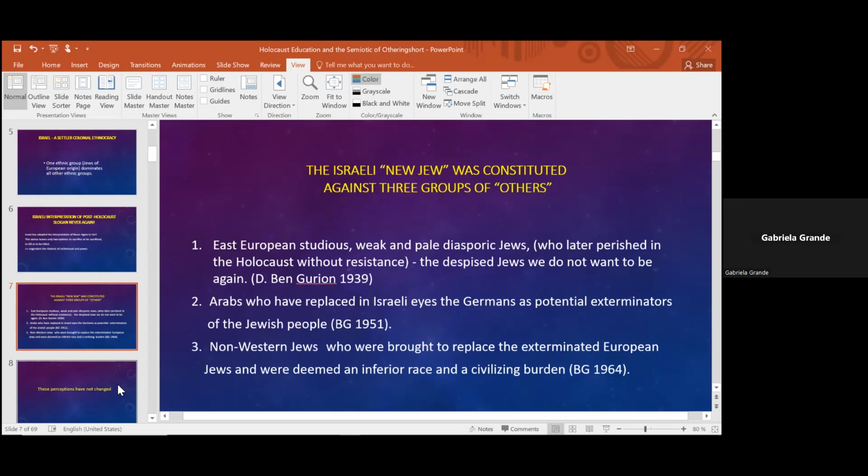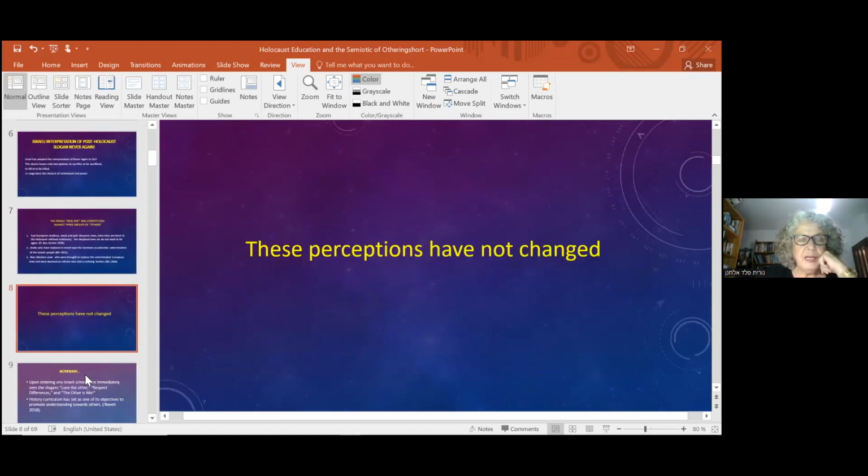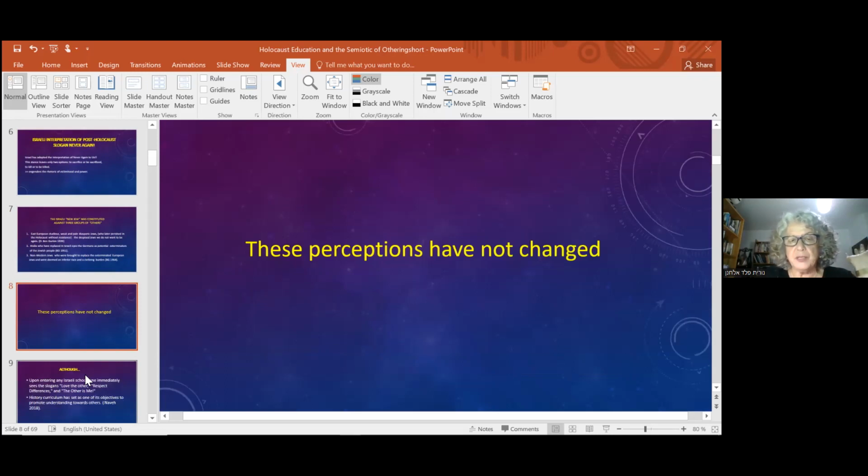The other group of others is the Arabs, who have replaced in Israeli eyes the Germans as potential exterminators of the Jewish people. Ben-Gurion defined them so in 1951. And the last group are the non-Western Jews, who were brought to replace the exterminated European Jews and were considered an inferior race in need of cultivation. So these are the three groups of others against which Israeliness is constituted. These perceptions have not changed in 100 years.